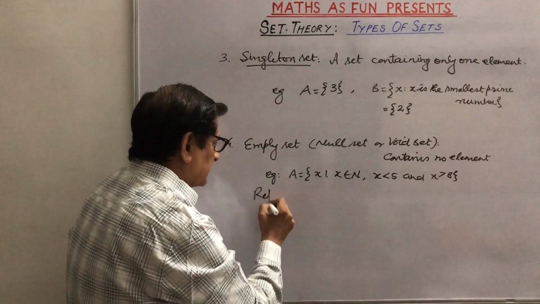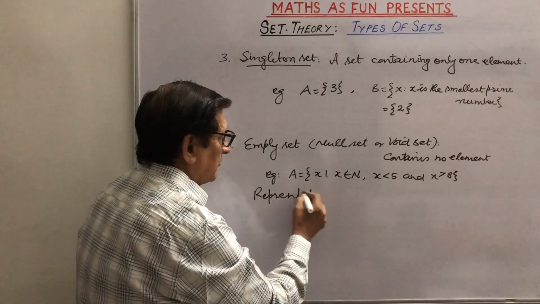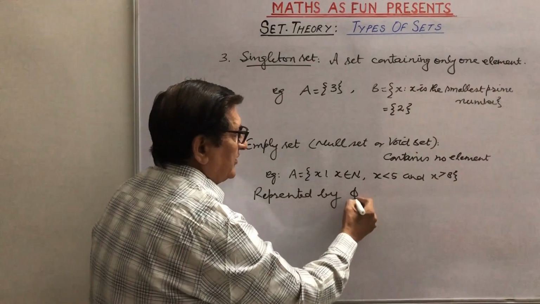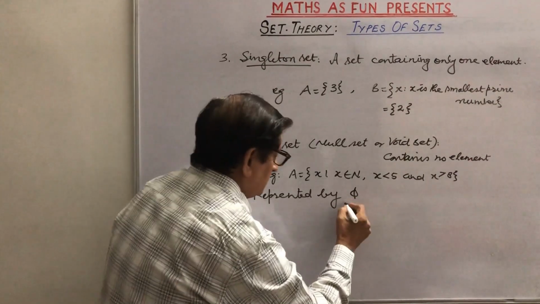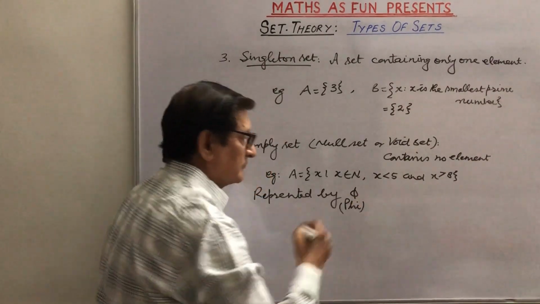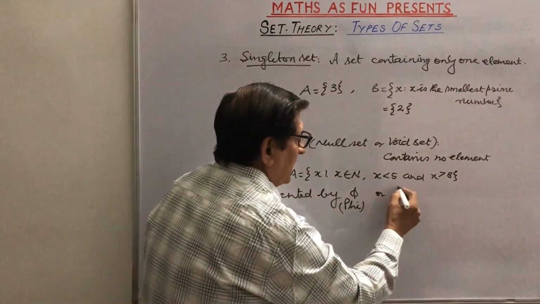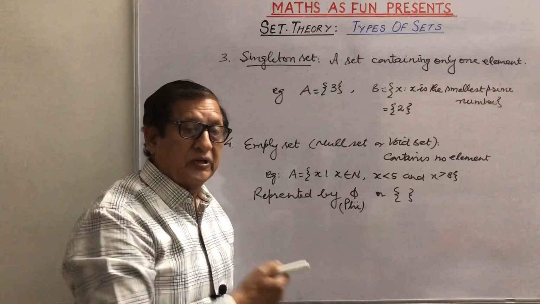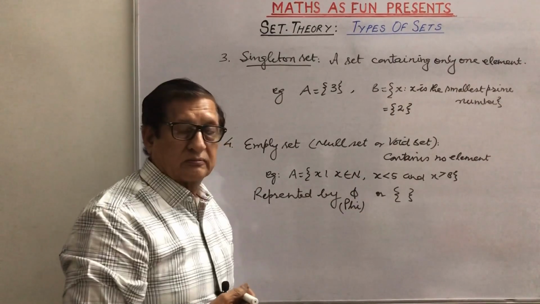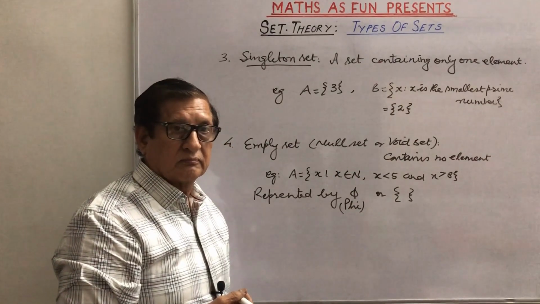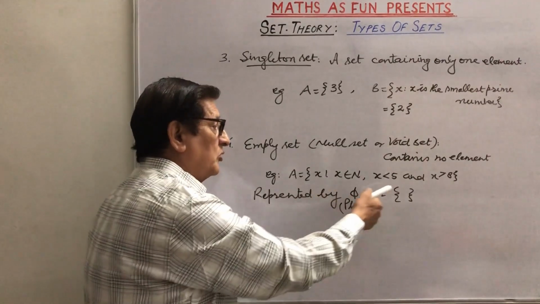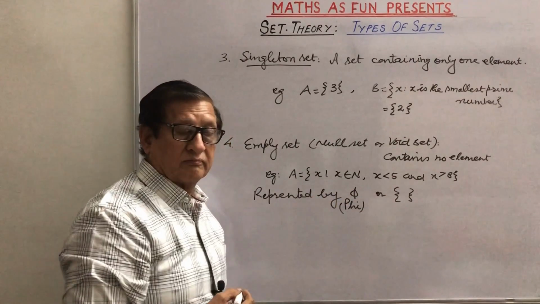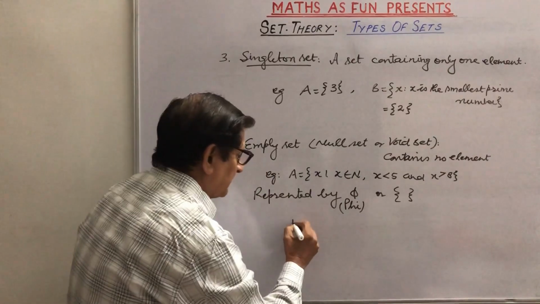Empty set we represent by phi. This is phi. Or we represent it by a curly bracket with no element in it. Empty curly bracket. Please remember, these are the only notations for it. We can have one more example.